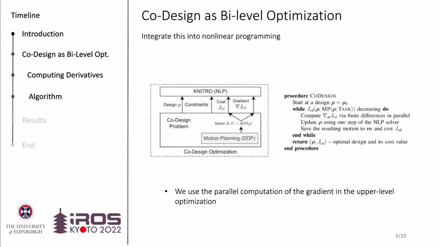Here we show the full approach. We use the derivative computed by parallel finite differences, as we described, and embed the motion planning into a nonlinear program that we solve using the commercial solver Knitro. This allows us to specify arbitrary equality and inequality constraints on the design in the upper level.